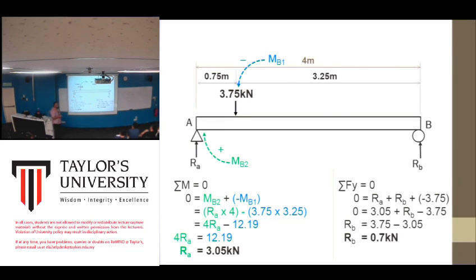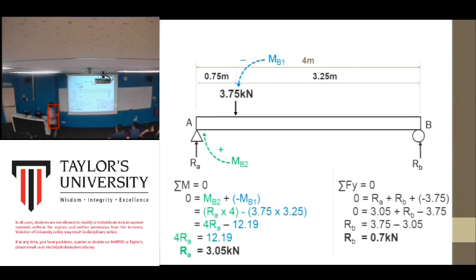Why negative? Positive combined with negative, is it positive or negative? Negative, right? Positive with negative, we become negative. I have to mention this in case someone asks, this one becomes negative. So this is the equation and you need to solve it. So RA is 3.05.